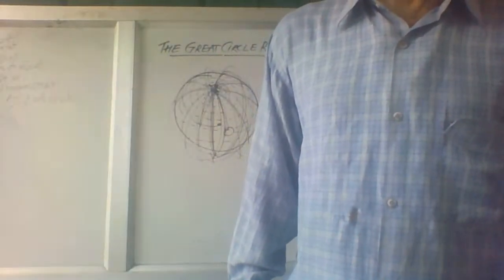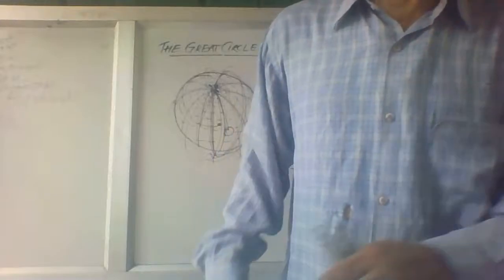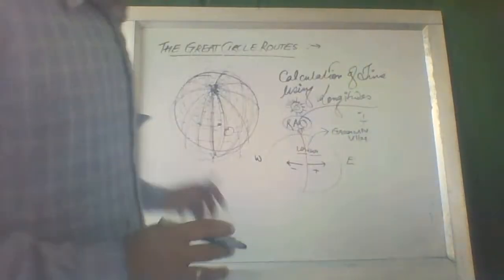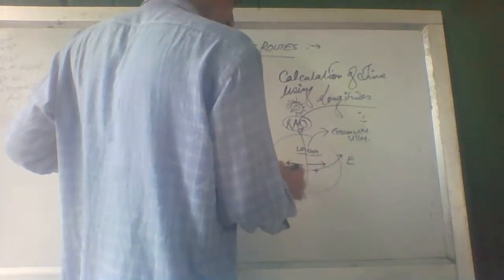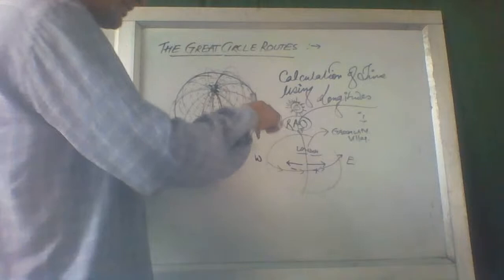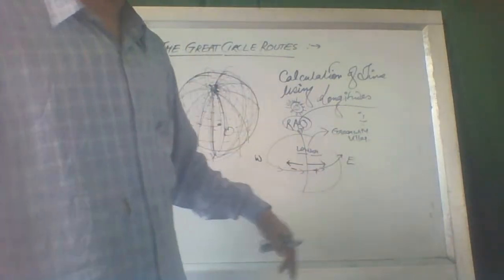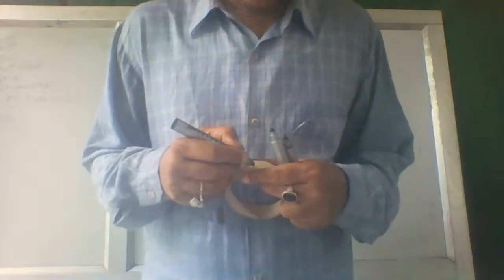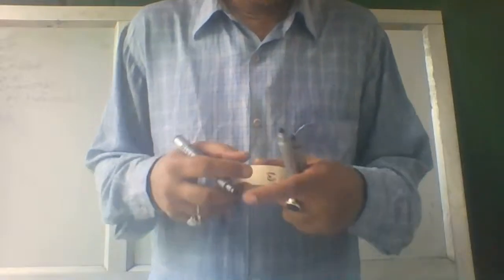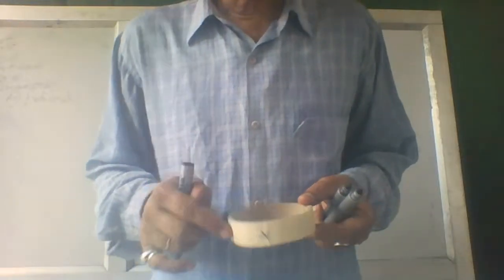Now, since the earth rotates west to east, very important part you are going to understand today. Always earth rotates from west to east. This is the rotation of earth. Not from east to west, from west to east it rotates.